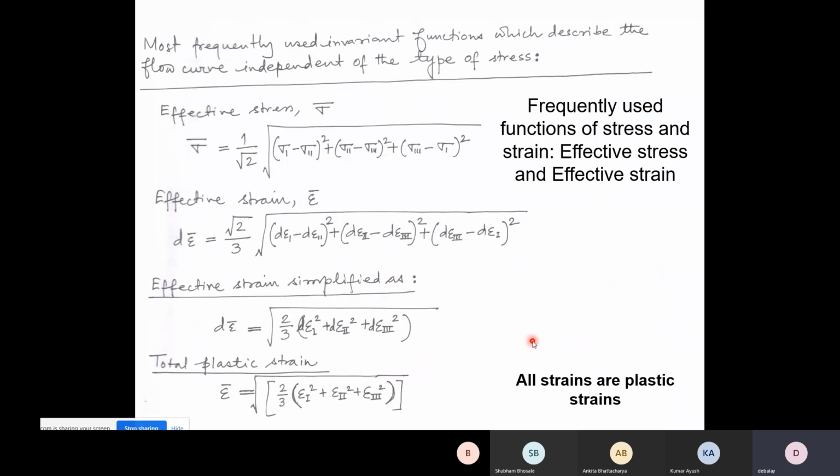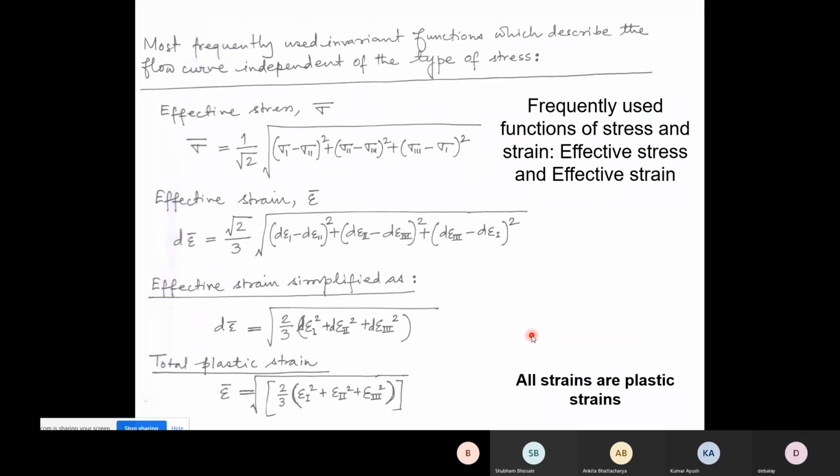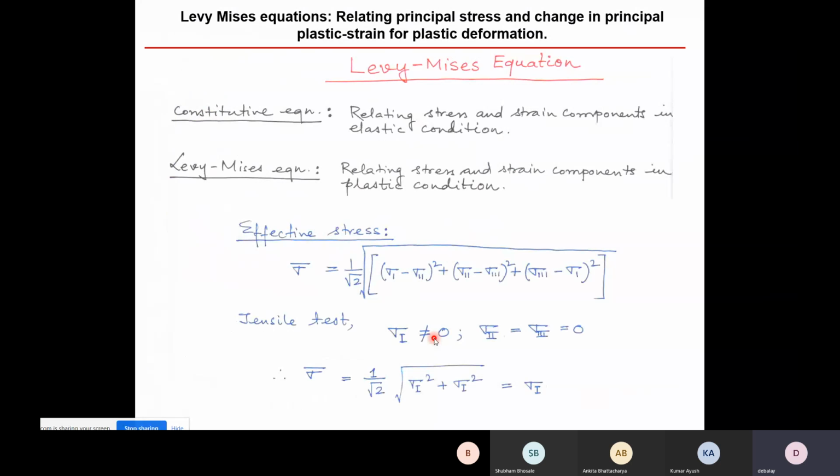Some useful stress strain expressions: something we call effective stress. The von Mises expression, the left hand term, is called von Mises effective stress. When von Mises effective stress exceeds the uniaxial yield strength, yielding will occur. So this is effective stress. Similarly, in plastic deformation condition, I have said principal strains are represented in terms of d epsilon, small increment. So there is an effective strain also that can be simplified and represented in different forms.